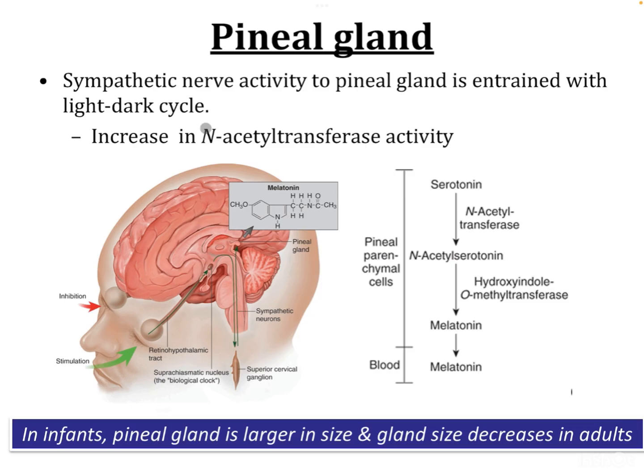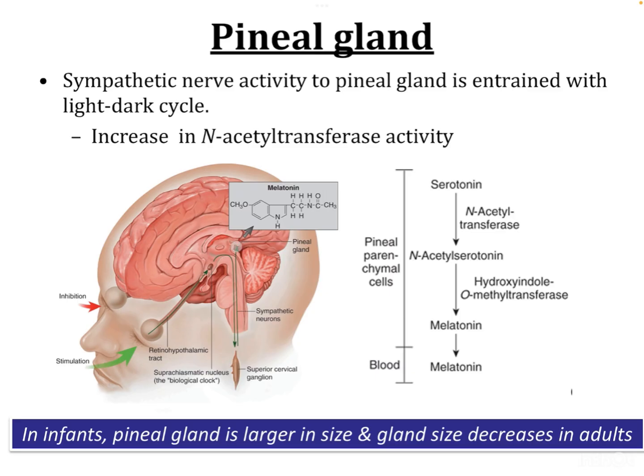Pineal gland. Sympathetic nerve activity to the pineal gland is entrained to the light and dark cycle in the environment. Suprachiasmatic nucleus is stimulated by the retinohypothalamic tract, and from the suprachiasmatic nucleus it sends descending fibers to the superior cervical ganglion, which is the origin for sympathetic postganglionic fibers to the pineal gland.